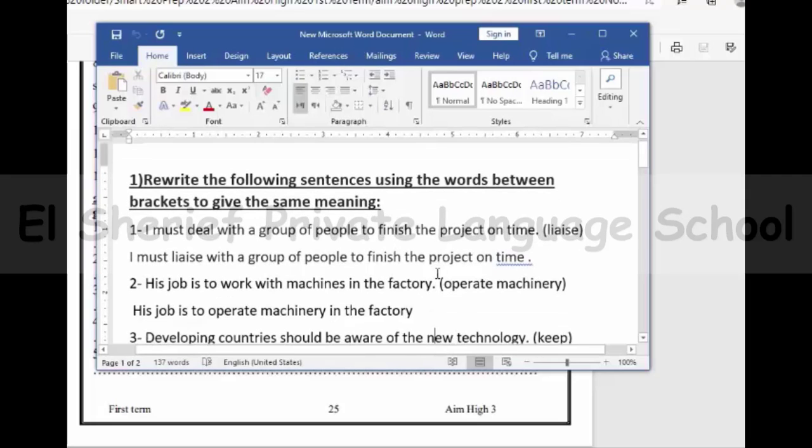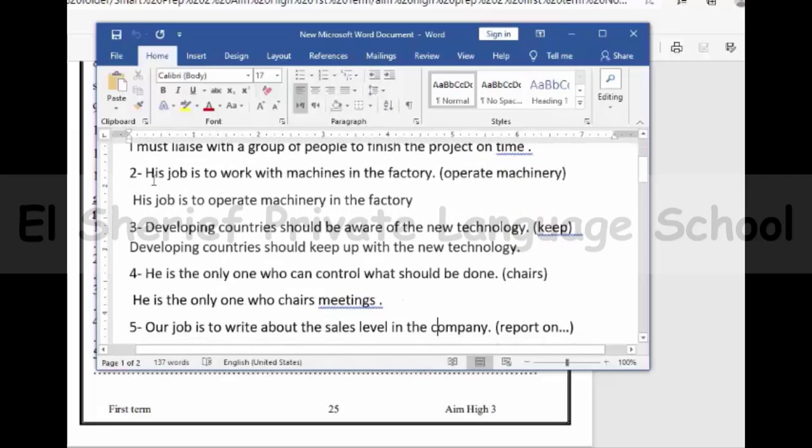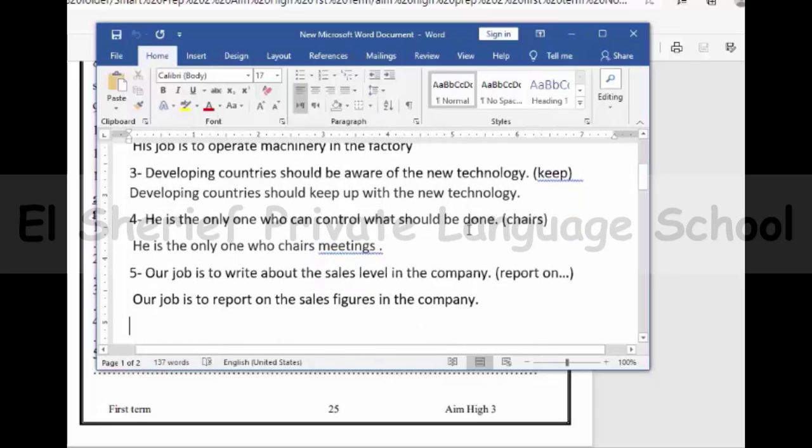Number 2. His job is to work with machines in the factory. Operate machinery. So to operate machinery is to have control on a machine, to start a machine. So the sentence is going to be something like this. His job is to operate machinery in the factory. Number 3. Developing countries should be aware of the new technology. So the sentence is going to be developing countries should keep up with the new technology.